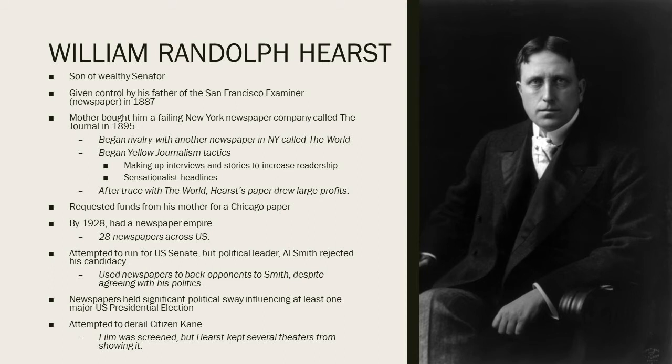So the Journal was a financially failing newspaper in 1895, but Hearst intended to elevate the Journal into a new tier of popularity. And in doing so, he began a rivalry with another newspaper in New York called The World. William Randolph Hearst is known for basically inventing yellow journalism tactics.